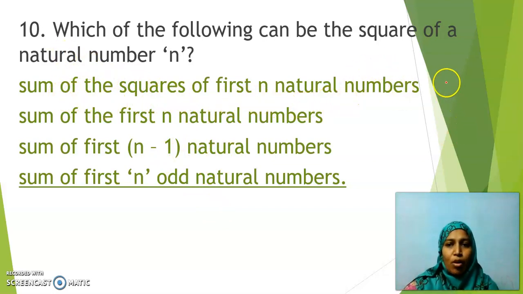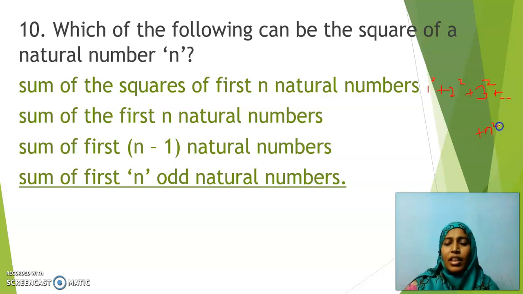What is meant by sum of? Sum means I have to add. Squares of. Square means it is something raised to the power 2. To which am I raising the power? First n natural numbers. It means 1 squared plus 2 squared plus 3 squared plus 4 squared plus 5 squared. It keeps on going, up to plus n squared.